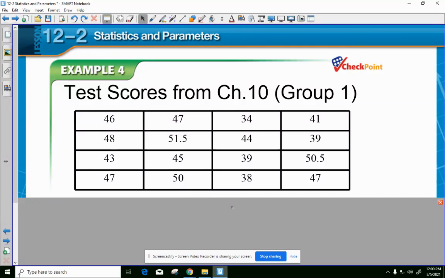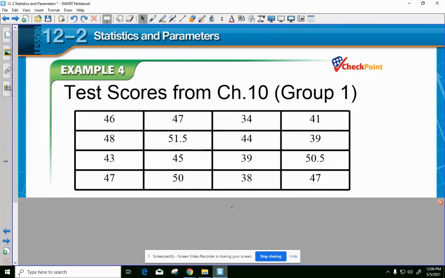If you remember on this test, the score was out of how many points? It was out of 50. Okay. So there are clearly 16 scores up here in this box. All right. So here's what we're going to do. First, we're going to find the average of this.